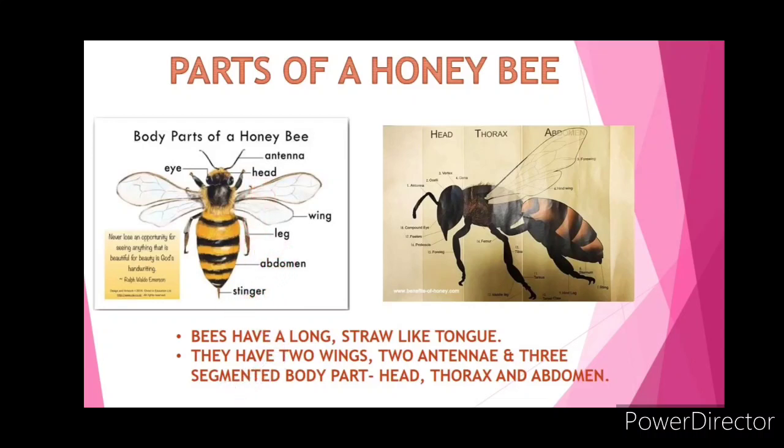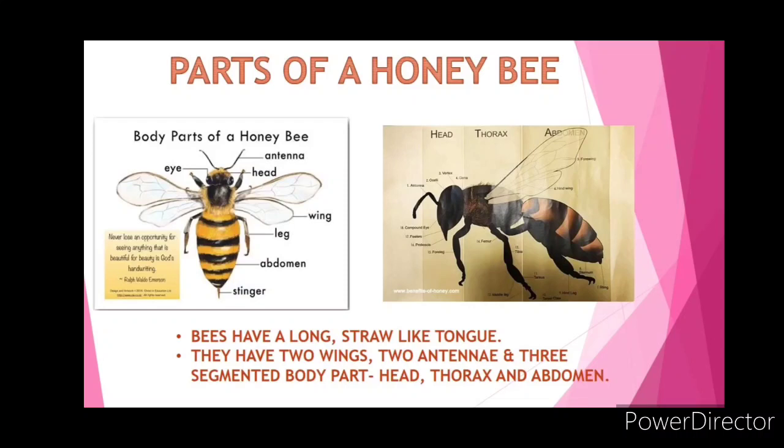Bees have a long straw-like tongue. So this is an important, interesting thing, that the bee has a long straw-like tongue. They have two wings, two antennae and a three-segment body. They have the two wings on both sides of the body, as well as two antennae and three segments. These three segments I have already shown to you: the head, the thorax, and the abdomen. So these are about the body parts of a bee.